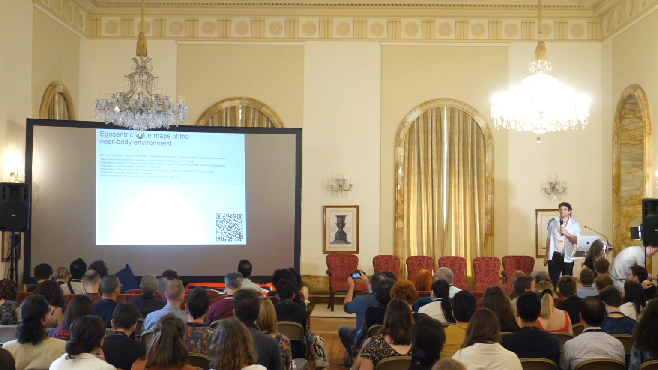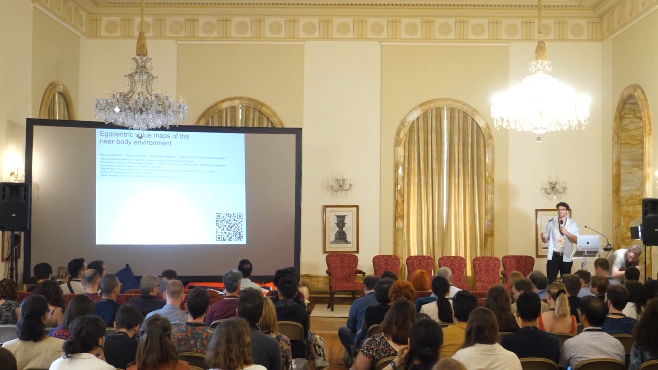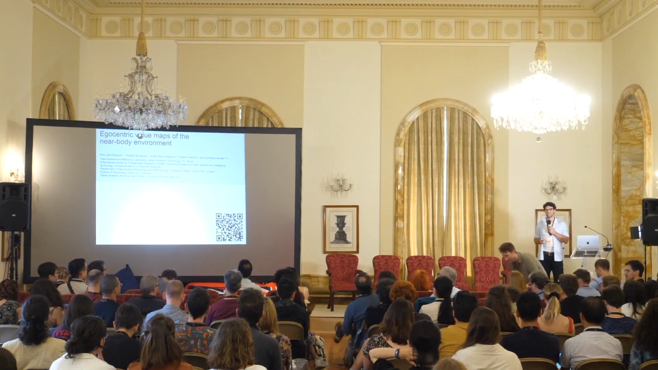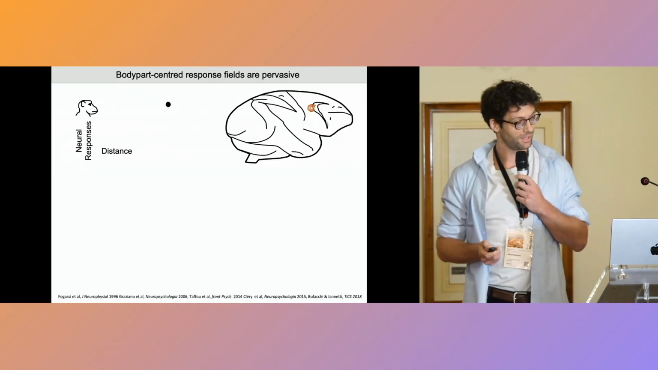So I think at this point we've all heard about place cells and grid cells and the cognitive maps that they underlie. But my goal here is to introduce you to a different type of spatially responsive neuron and to suggest how it might be part of a different type of map, specifically an egocentric value map.